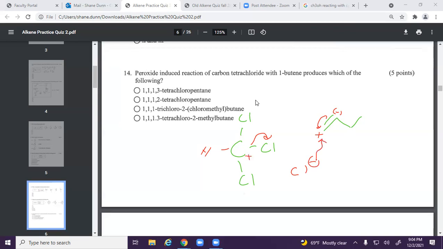Which makes this guy positive. It's going to interact with this guy. So you're going to get this weird looking structure that I'll draw in black. Right here. And you have a chlorine, and it attaches with two here. And then a chlorine comes off here. All right?